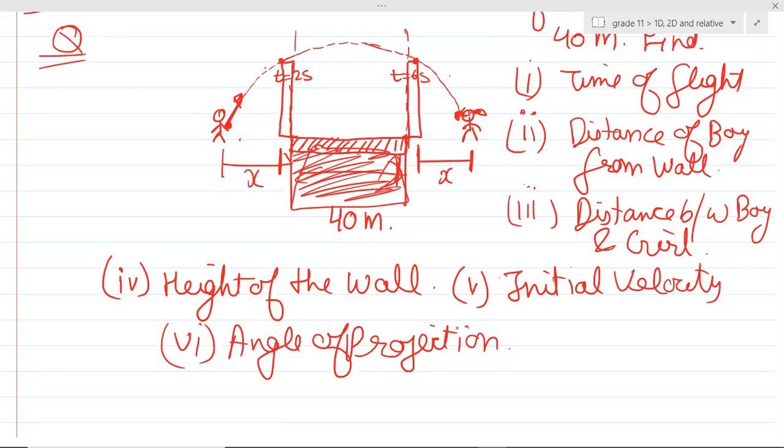Think in terms of time. Let me see how you think in terms of time. T is equal to U sine theta... I forgot the formula. By the way, you don't need to solve it. You don't even need to write it. It can be solved orally, at least the first part. Time of flight can be calculated directly. Can anyone find out the time of flight? Sania, Aman, Cyril.